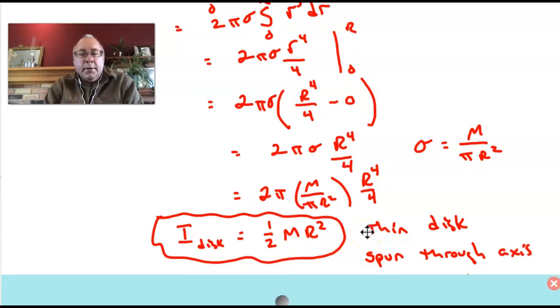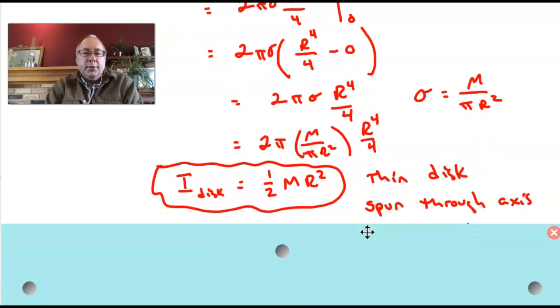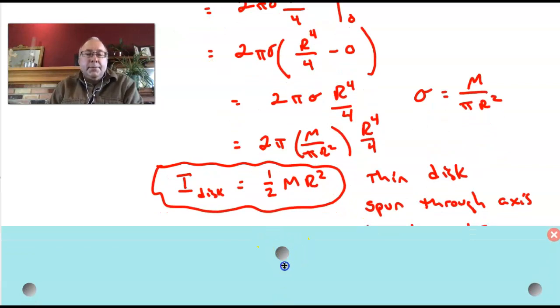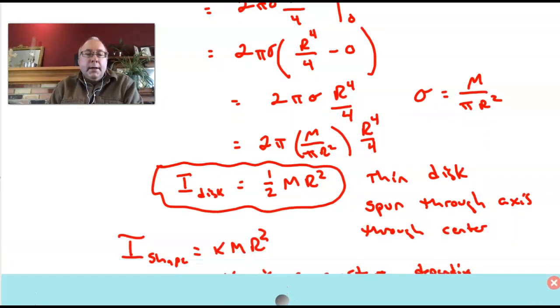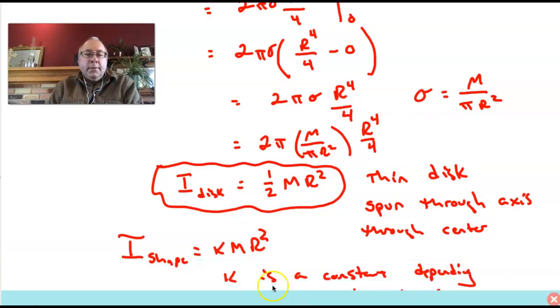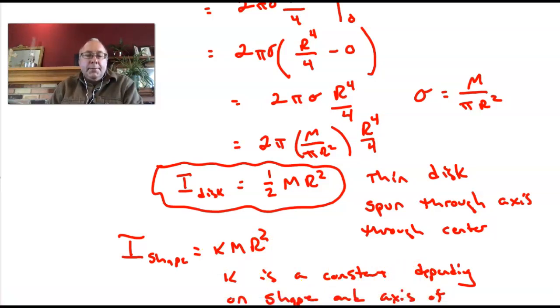Thin disk spun through an axis through its midpoint, through its center, okay, as you're looking at it. So again, this takes the I for a shape as a constant k times m r squared, where k is the constant that depends on the shape of the object and the axis of rotation that you're spinning it through.